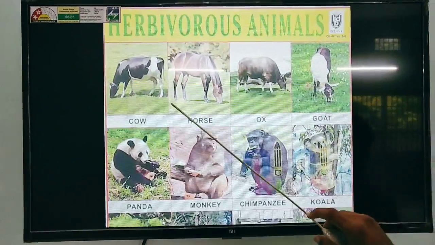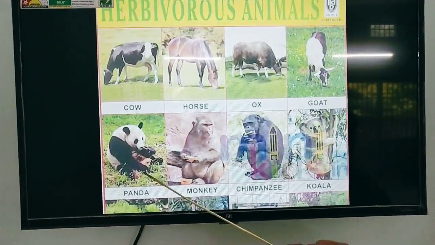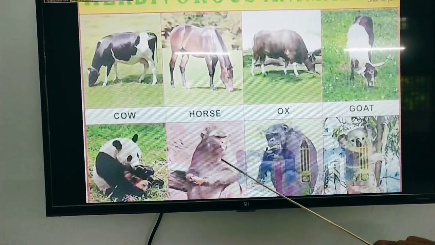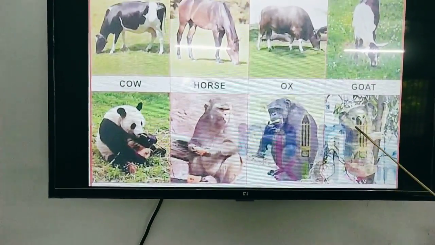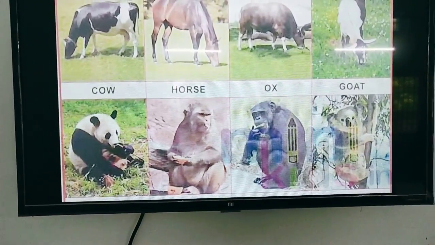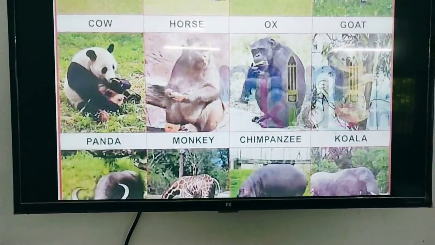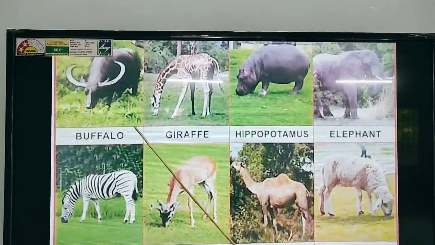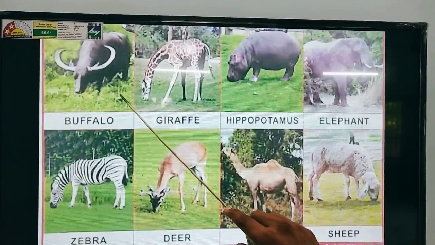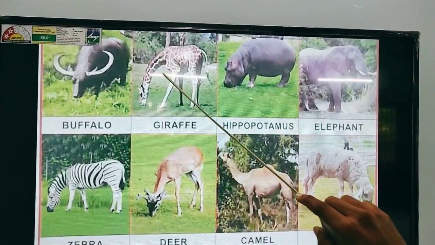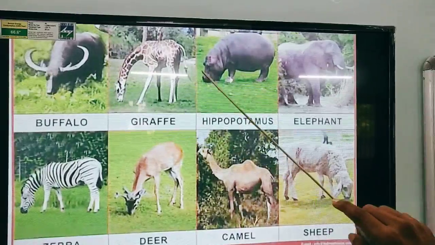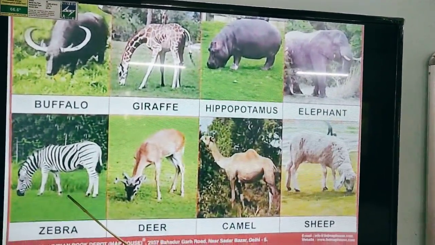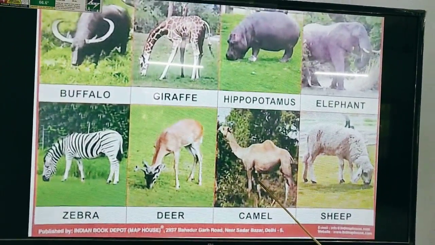So you can notice a panda. Panda is also a herbivore. And here a monkey, here a chimpanzee, and here a polar bear, right? So yes, here are some more examples of herbivores. So a buffalo is a herbivore. So here a giraffe, hippopotamus, elephant, and zebra, deer, camel, sheep.